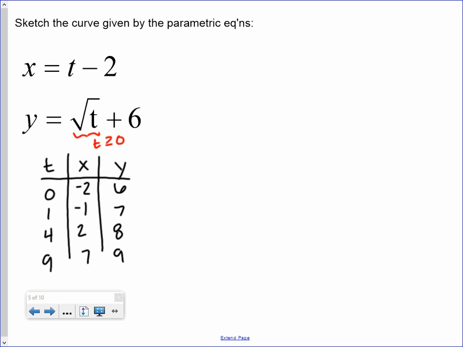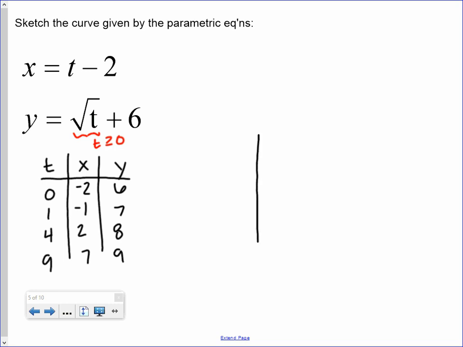And then I chose special values for t that would be easy for me to calculate, right? So I chose only numbers that I could take the square root of. Do you have to do that? No. Could you have used 0, 1, 2, 3, 4? Yes, you would have some decimals. That's okay. And we're going to come up with the same graph. So it doesn't matter how you choose to do that.